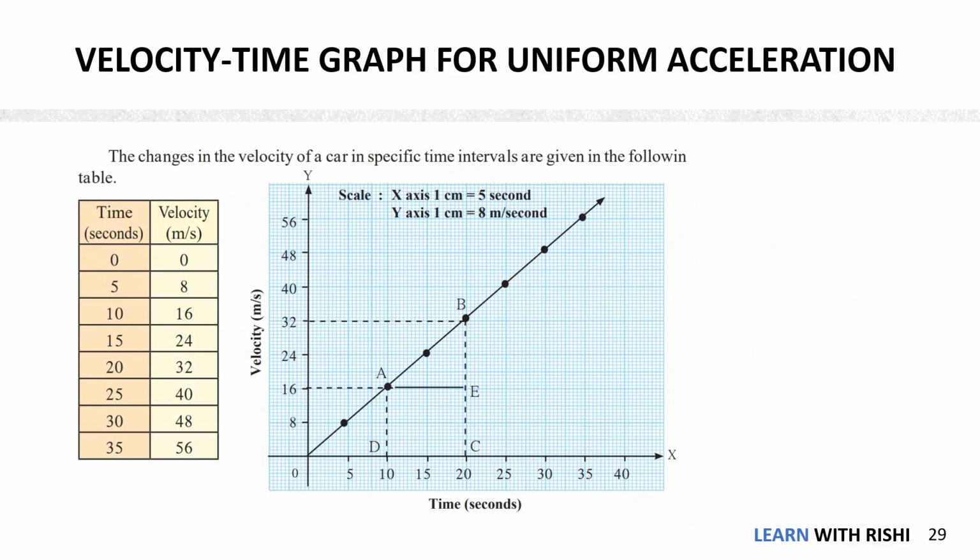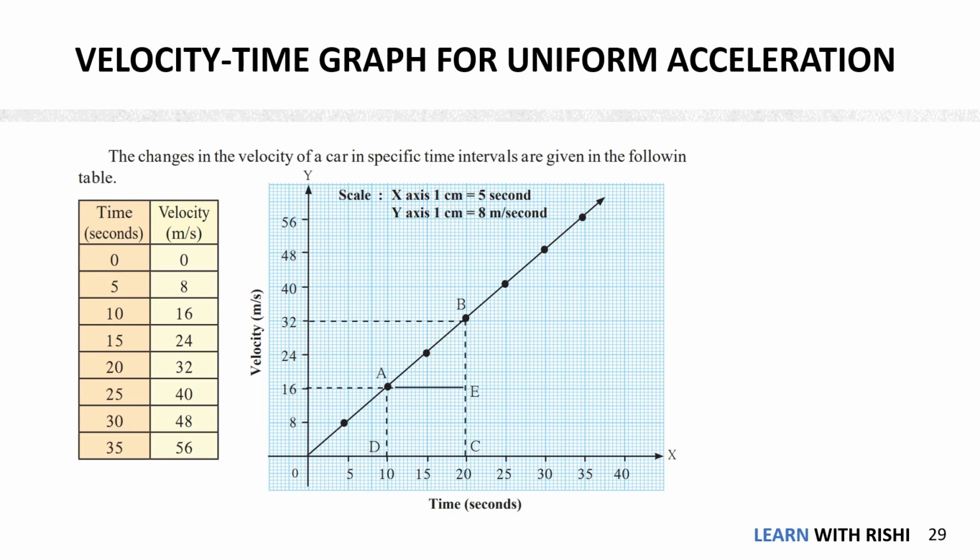Now we will discuss the velocity versus time graph for uniform acceleration. Changes in velocity of a car in specific time intervals are given in the following table. Uniform acceleration means the change in velocity for equal intervals of time is the same. For example, between 0 to 5 seconds the change in velocity is the same as between 5 to 10 seconds. Then it is known as uniform acceleration.